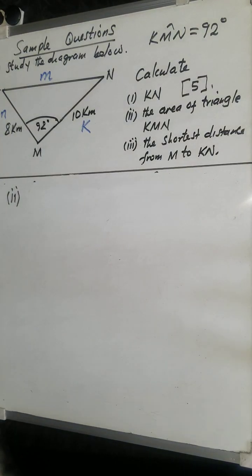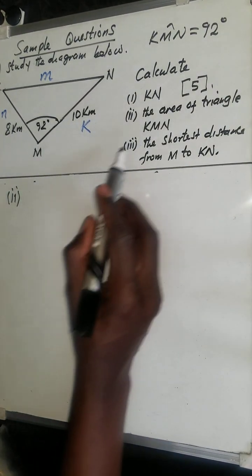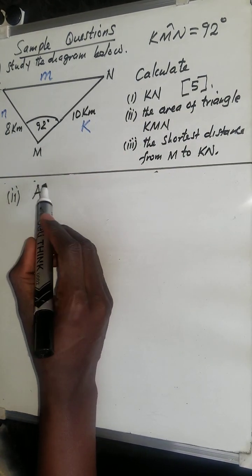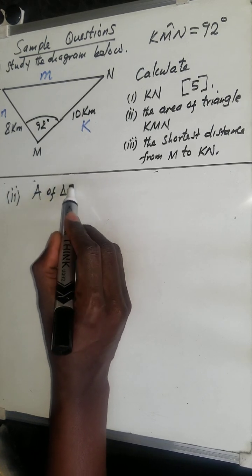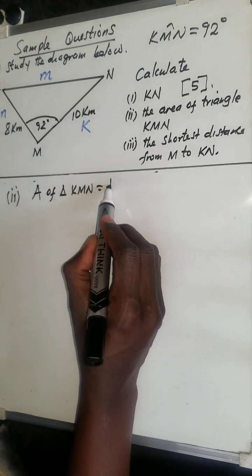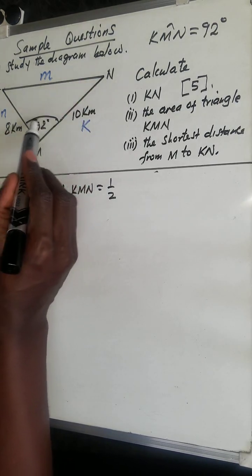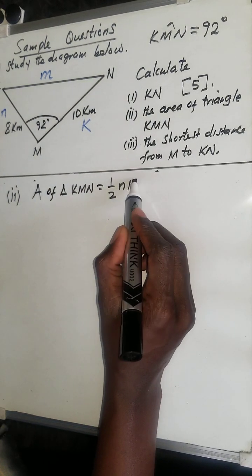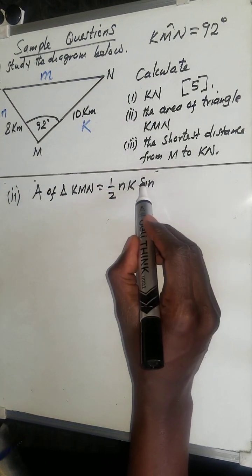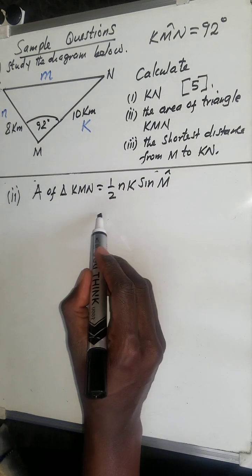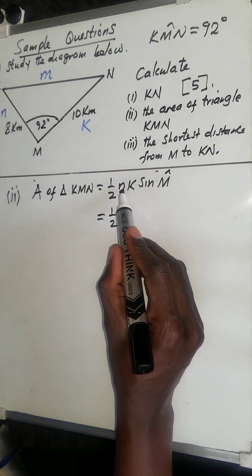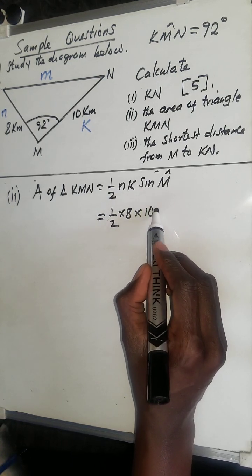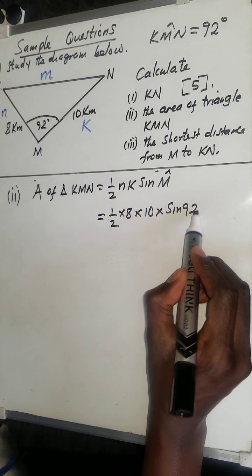So my video did cut, so I'll start on Roman 2, the area of triangle KMN. We did say that the area of triangle KMN will be equal to half. Remember, you use this angle, this side and that side, so it is always half, then this side, that is going to be NK, like we said, multiplied by sine of angle M. So this is going to be half. What is my n there? It is representing 8. And what is my k? It is a 10, multiplying in this case by sine 92 degrees.